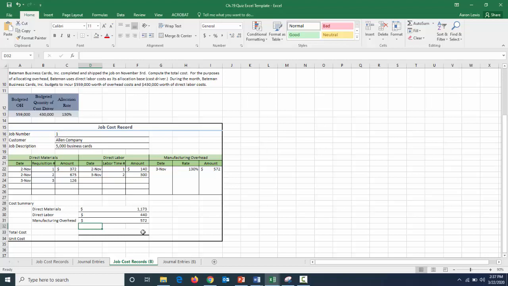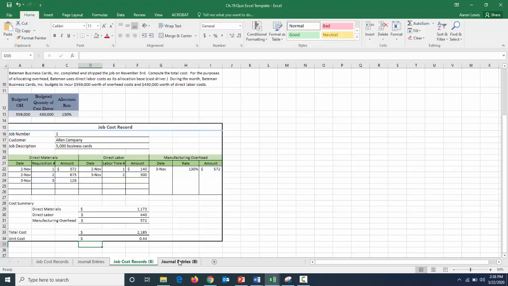What is the total cost of the job? Well, it's equal to the sum of our three cost components. So if we had $1,173 in direct materials, $440 in direct labor, and $572 in overhead, we had a total cost of $2,185. To find your unit cost, you simply take the total cost and divide it by the quantity of goods that you made. We had a total cost of $2,185. If we divide that by the 5,000 cards that we are making, we're going to find out that our unit cost, rounded to the nearest penny, is 44 cents. So each business card we are making costs us about 44 cents to make.